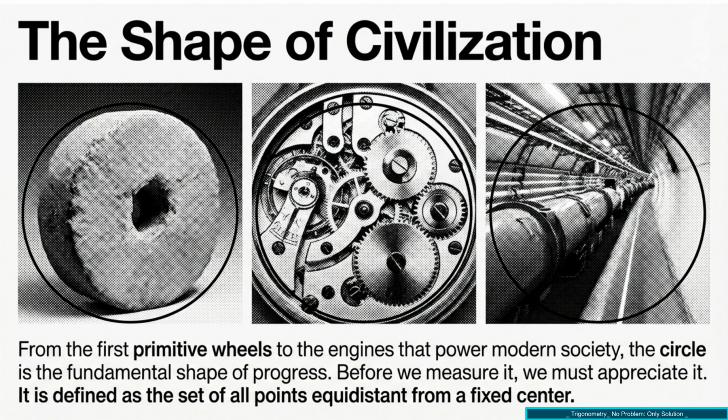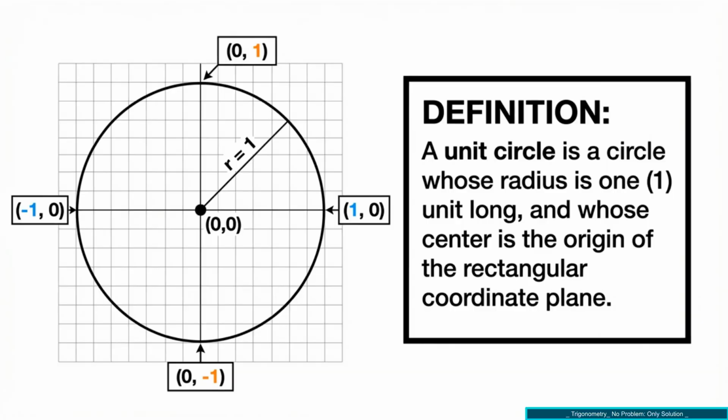The circle is a fundamental shape in human progress, from the first wheels to modern engines. It is defined as all points equidistant from a fixed center. Now here is the definition of the unit circle. A unit circle is defined as a circle with a radius of 1 unit, centered at the origin, (0, 0), of the rectangular coordinate plane.